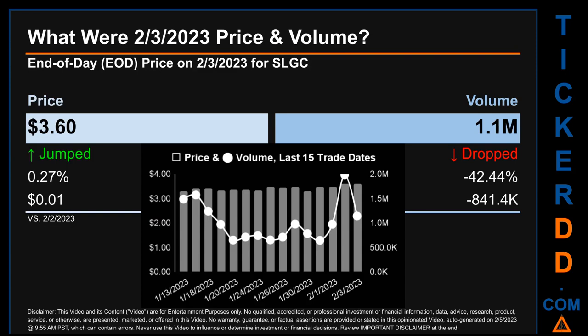The graph shows price and volume for the last 15 trade dates. Across a range of 29 cents, the max and minimum end of day price were respectively 3.6 and 3.31. Volume saw a range of 1.3 million, from a day low of 642.8 thousand to a day high of 2 million.